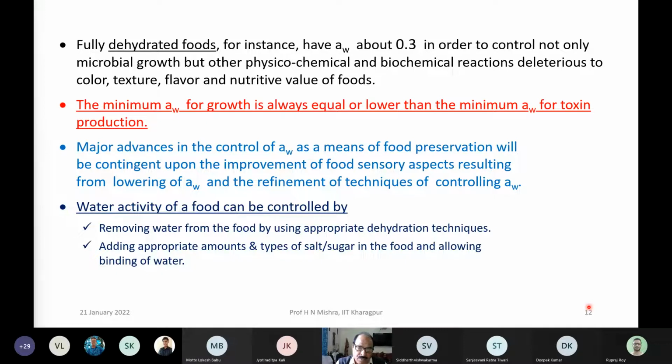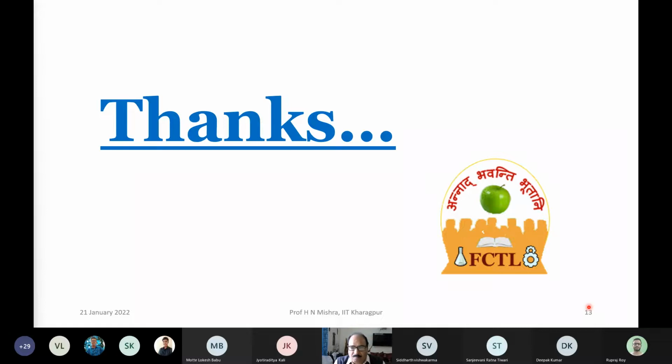So water activity of a food can be controlled by either removing part of the free water from the food by using appropriate dehydration technologies, or alternatively adding appropriate amounts and types of salt, sugar, or such other water binding agents in the food, which can bind the water. Even both methods are used together: a part of the water can be removed, and a part of these water binding agents, food grade chemicals, etc., can be added. So this is a brief about the principles of food preservation technologies.